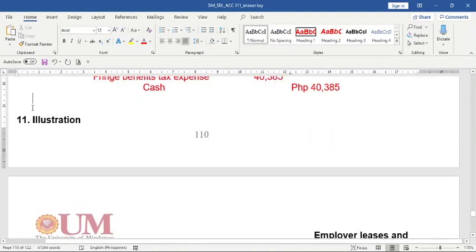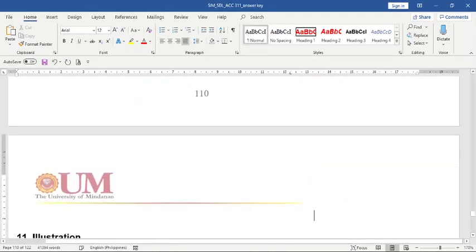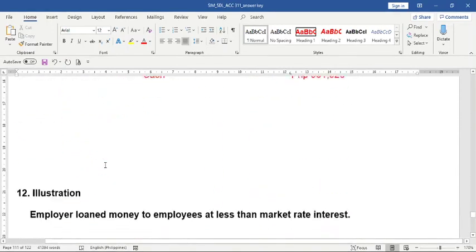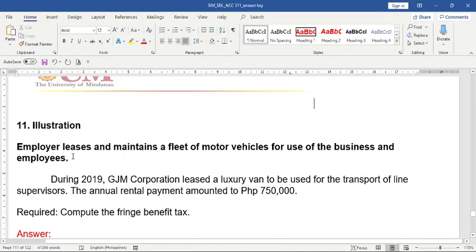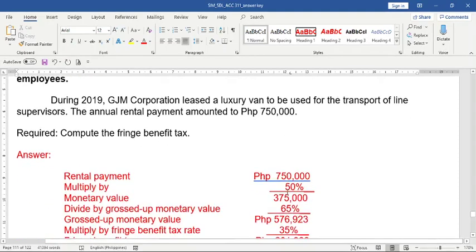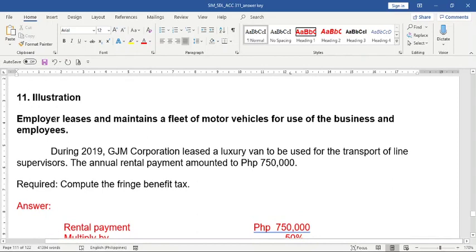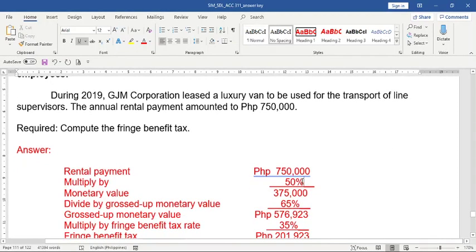Meron pang isang illustration. I really thought tama na hanggang 11. Hanggang 10. Pila din kaya number 12. Okay, let's go to 11. Employer leases and maintains a fleet of motor vehicle for the use of the business and the employee. So, lease the luxury van to be used for the transport of the supervisor. Rental payment is 750. Ang nagmamay-ari si employer kaya nag-multiply ng 50%.